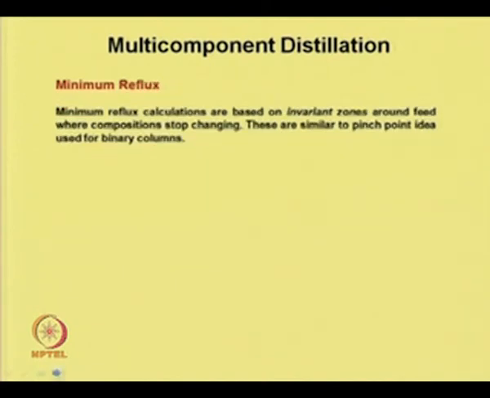Now, minimum reflux. The minimum reflux calculations are based on invariant zones around the feed where composition stops changing. These are similar to the pinch point idea used for binary columns. One way to determine the minimum reflux ratio for a multicomponent system is to assume a pseudo binary system.